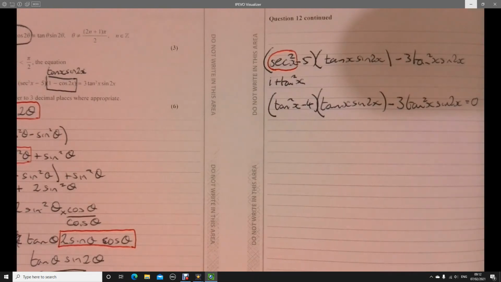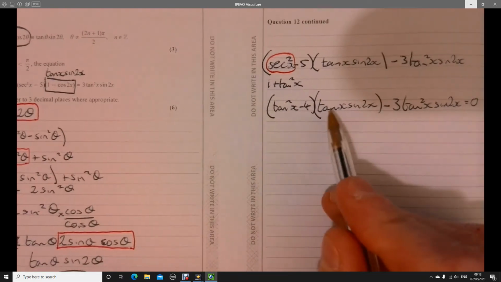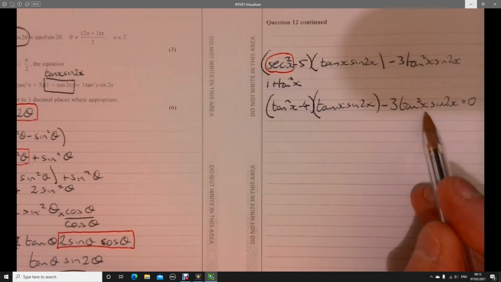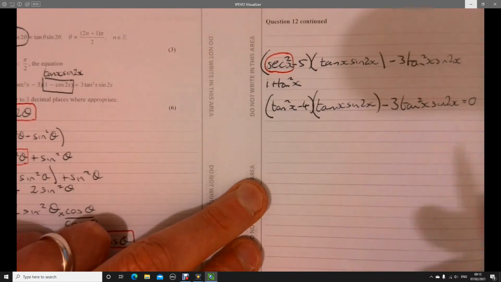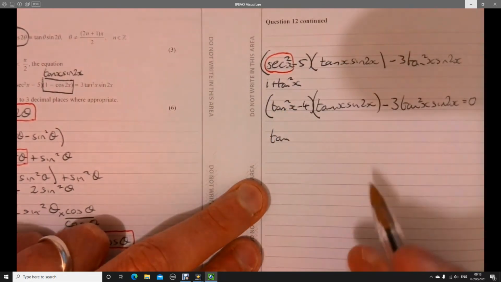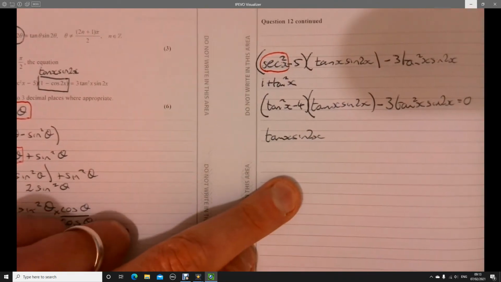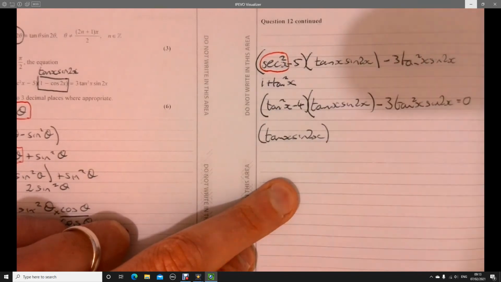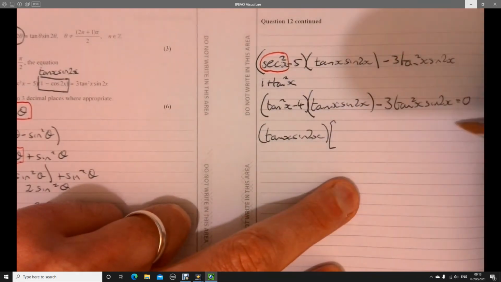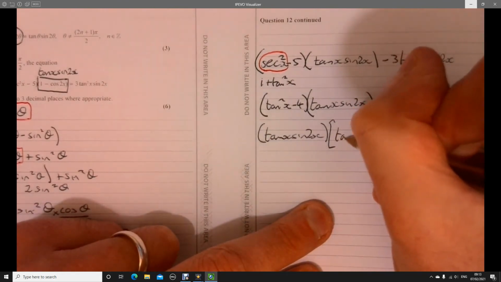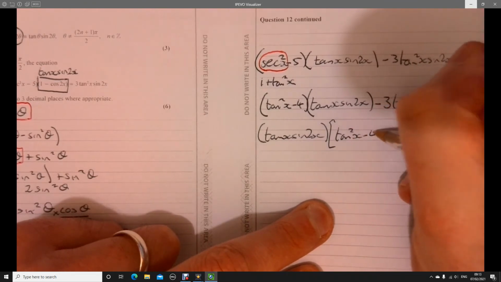Now, because it's equal to 0, I want to try and get something multiplied by something. So what have I got here as a common factor? Well, I've got tan x sine 2x. That's a factor here, and it's a factor over here as well. So if I take that outside, what do we get? So I've got tan x sine 2x. You could just multiply all the brackets out, I suppose. So it's going to be that part multiplied by, what have we got left inside it? Well, we've got tan squared x minus 4.